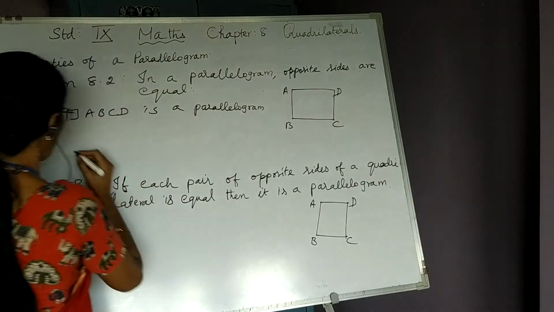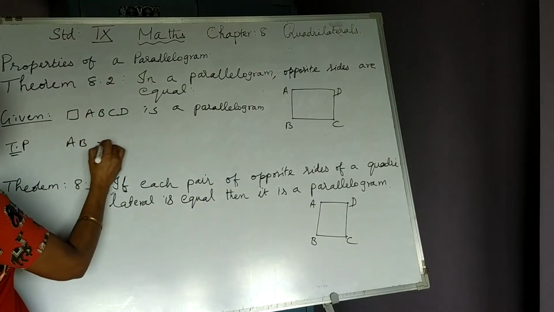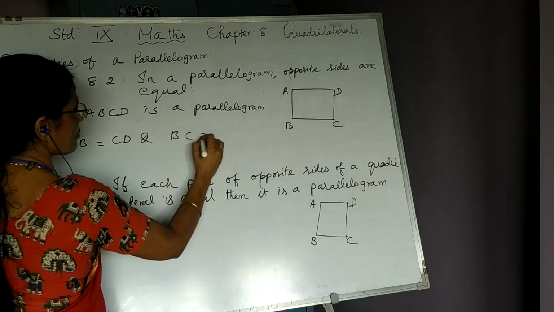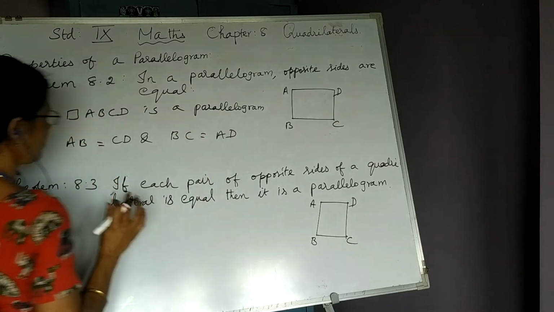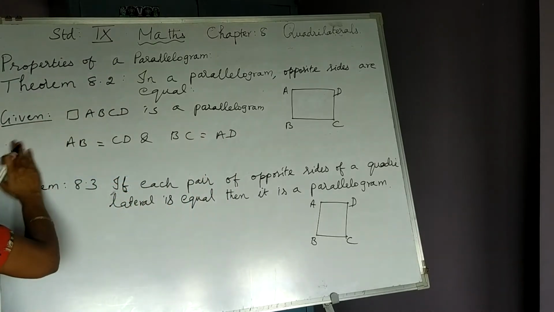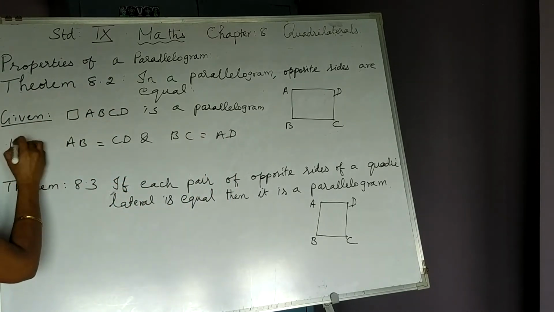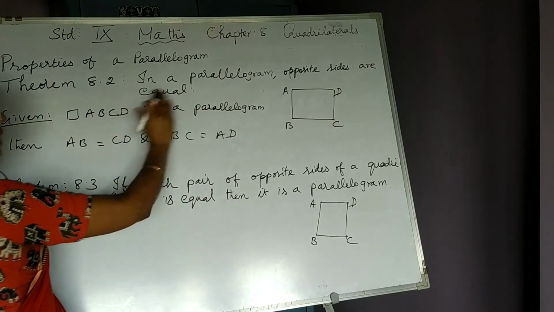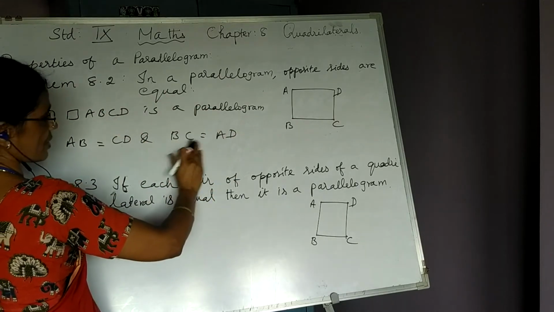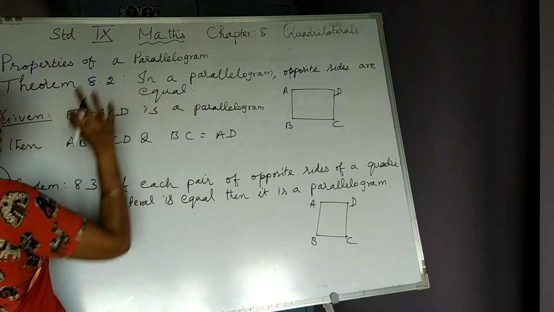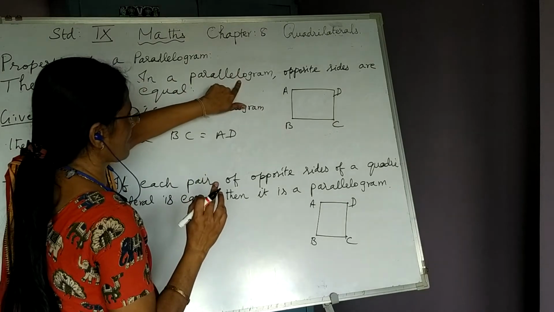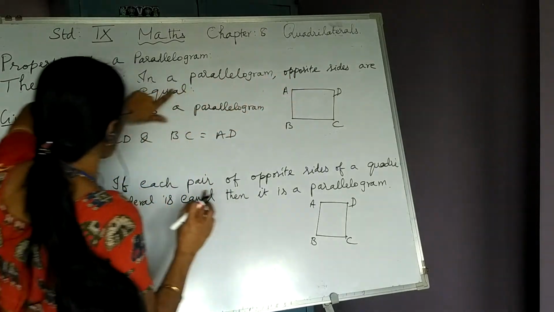Which are the opposite sides? Then AB is equal to what? Equal to CD, and BC is equal to what? Equal to AD. I write here, then AB equal to CD and BC equal to AD. So in any parallelogram, opposite sides are equal. That is the statement of the theorem. In a parallelogram, if it is a parallelogram, then opposite sides are equal.